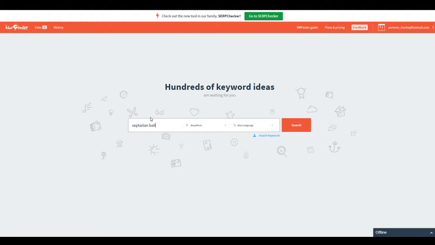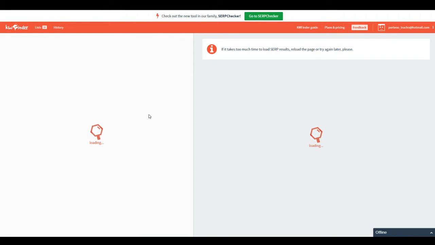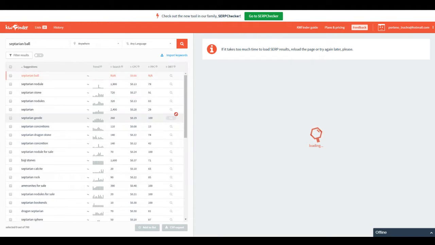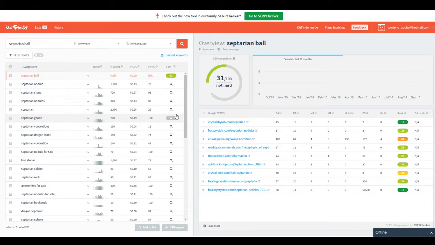We're going to put in our keyword of septarian ball. Hit enter. And if you guys do have any questions or anything, make sure to leave them in the chat. That is what the chat is for.